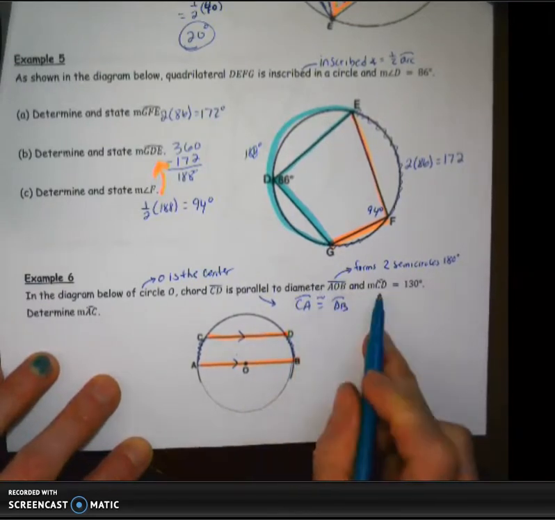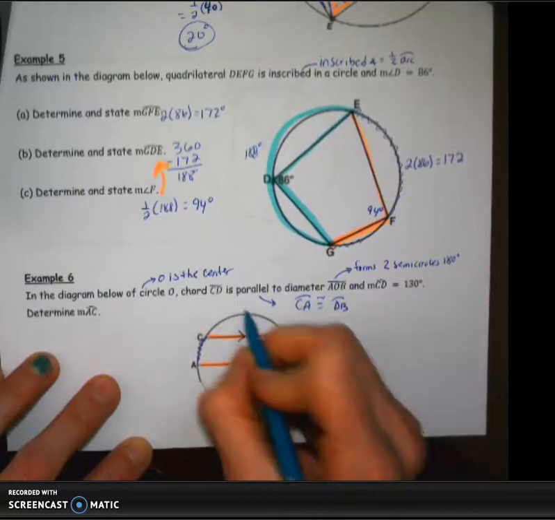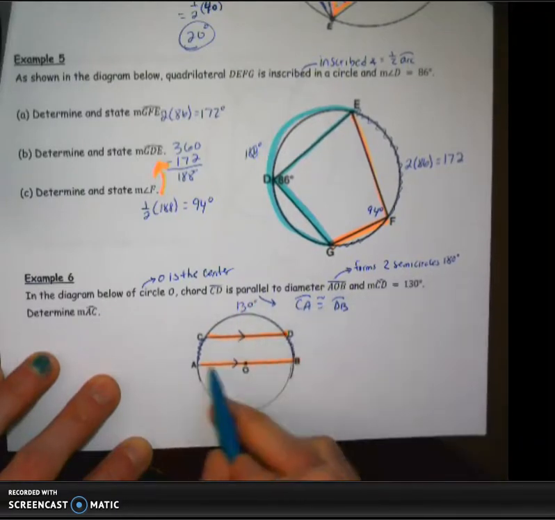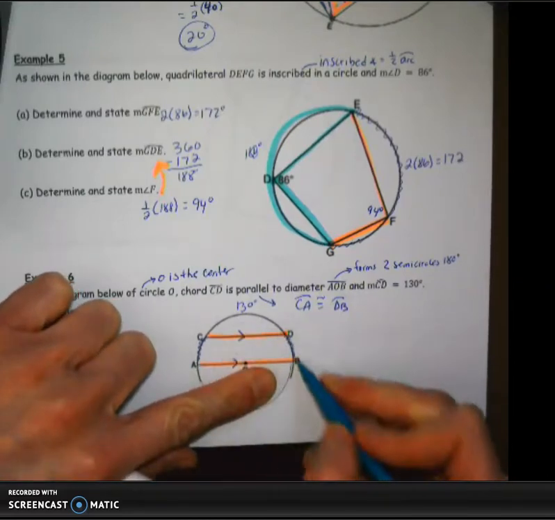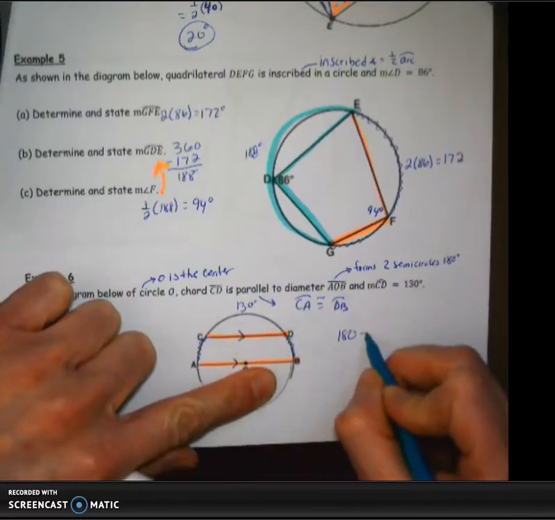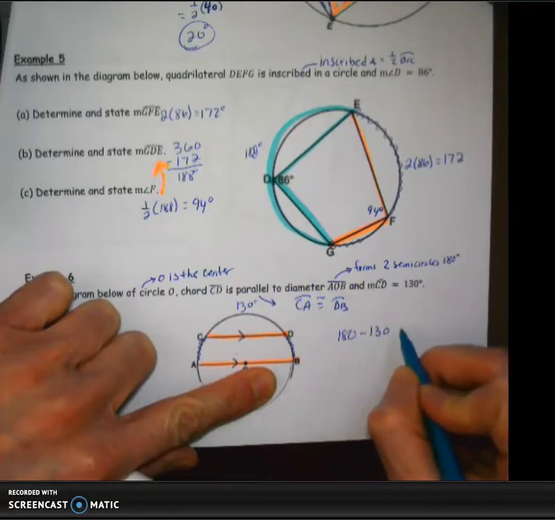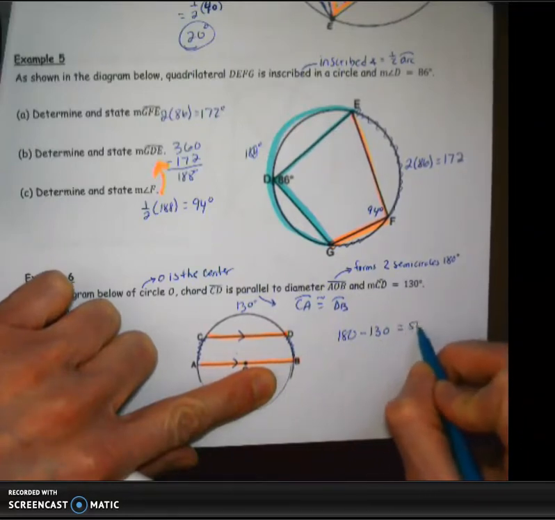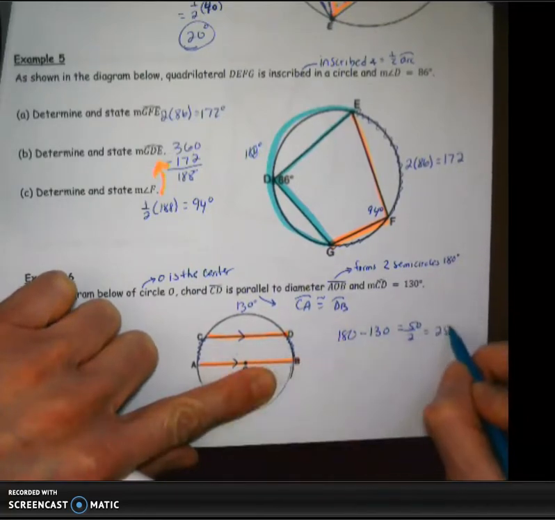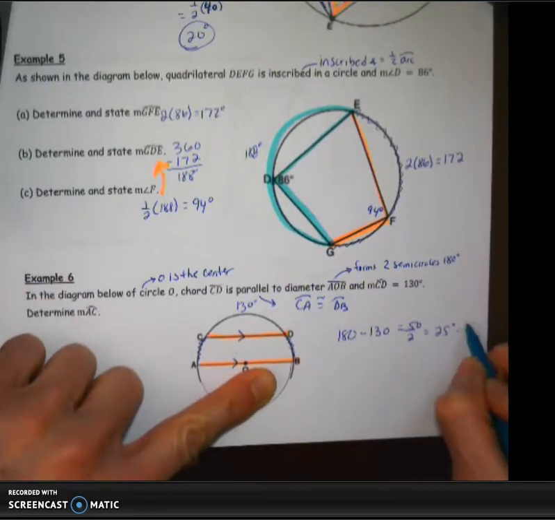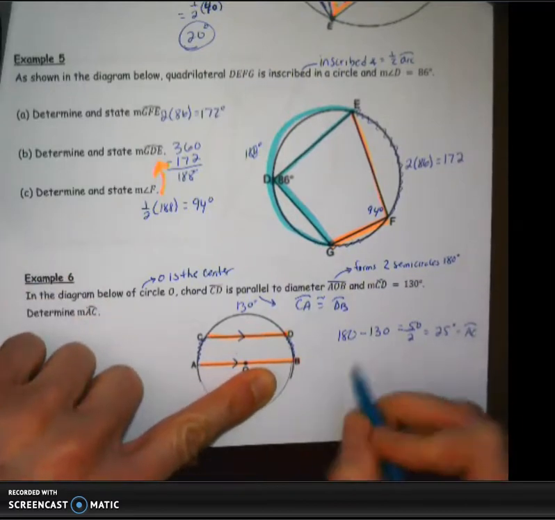So when it gives you that the measure of arc CD is 130 degrees, well, the diameter forms 2 semicircles worth 180 degrees each. So we're going to subtract out the 130, and then that leaves us with 50. We're going to take that and divide it by 2, because these two pieces are congruent, which leaves us with 25 degrees, which is equal to the measure of arc AC.